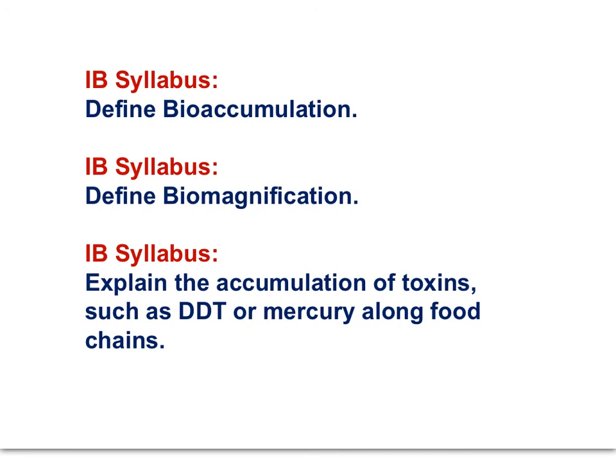As we approach the end of this movie, there are 3 related IB syllabus statements that are important and appropriate to the focus of this movie. Define bioaccumulation, define biomagnification, and explain the accumulation of toxins such as DDT or mercury along food chains. The reason that bioaccumulation and biomagnification are appropriately placed in this movie is that biomagnification is often represented in pyramid form. Pay close attention as we move through the last remaining slides.